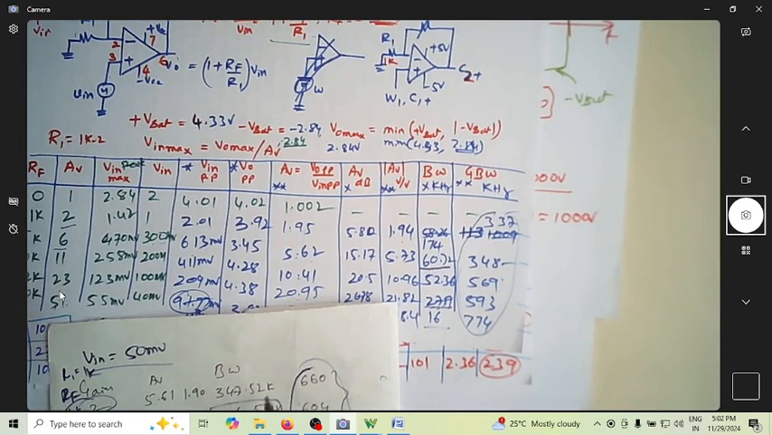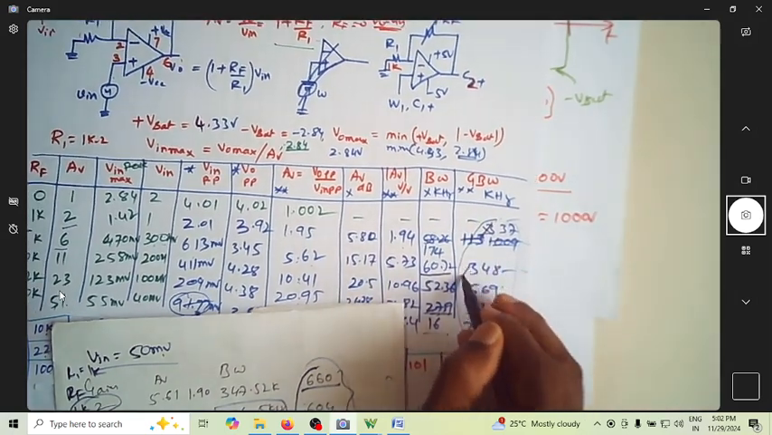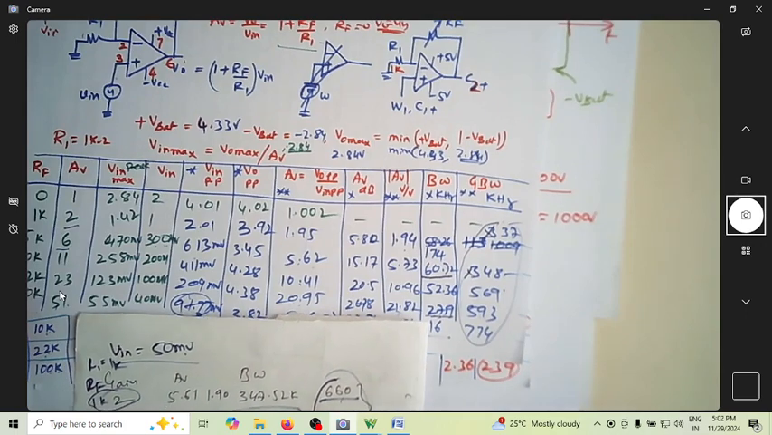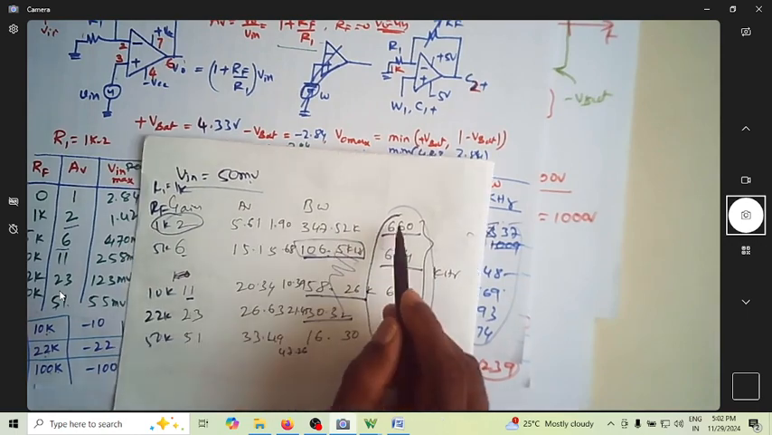So the frequency is limited at lower gains. That's why you operate at a lower input signal so that your bandwidth will be better. You can see these readings, so you can discard and put these values, and then you can see the bandwidth almost remains constant. Sorry, the gain bandwidth product remains constant.